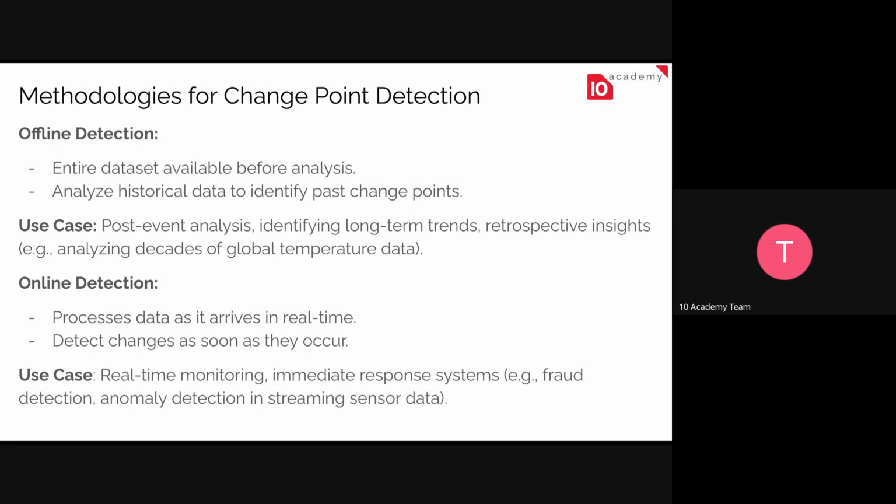And for the online, you will receive real-time data. You will process the real-time data and detect changes as soon as they occur. This is at a higher level. Of course, it will require a lot of data engineering and so on, but this is what is normally used in trading and so on. So it's real-time processing, monitoring, immediate response systems, like for anomaly detection, and so on.